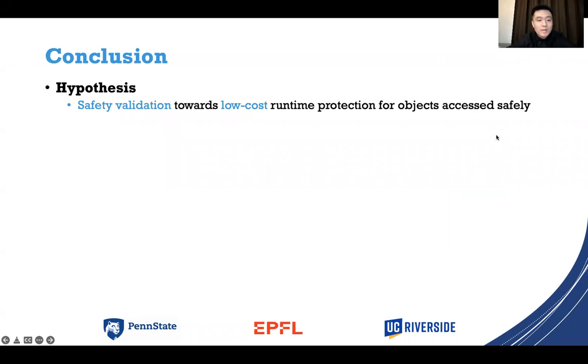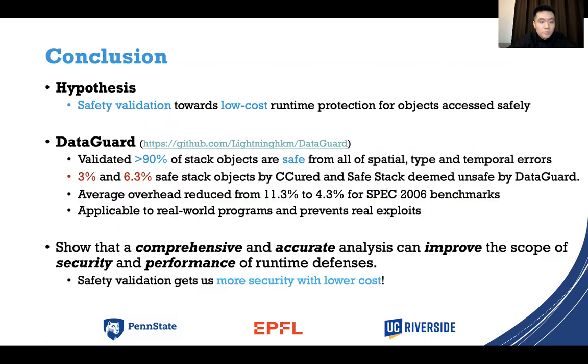Finally, our conclusion is that we show the idea of using safety validation to provide a foundation of low-cost runtime protection for objects that are accessed safely is feasible. We believe the same hypothesis also holds for other runtime protection works. The DataGuard approach provides comprehensive and accurate analysis that can both increase the scope of stack data protection and reduce overhead. Through the safety validation, we maximize the number of safe objects in terms of all three classes of memory errors. We achieved more security with lower runtime performance overhead.